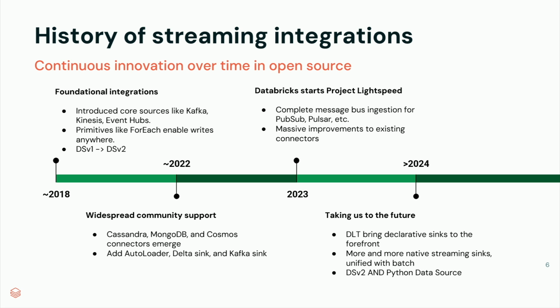So we built basically message bus sources for almost all of the message buses, so Pulsar, PubSub. We redid our Kinesis connector, upgraded our Kafka connector, integrated with schema registries. We built the Kafka Sync and upgraded the Kafka Sync. We made sure that the write stream and read stream from Delta was highly performant. And that's kind of where we are today.